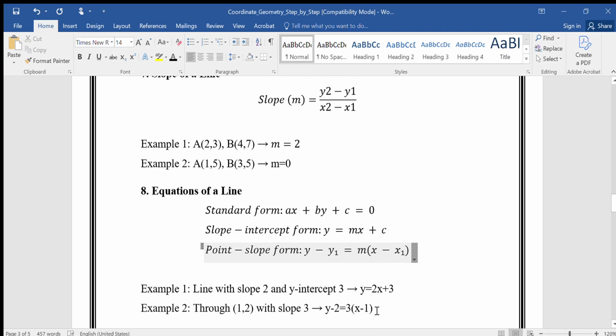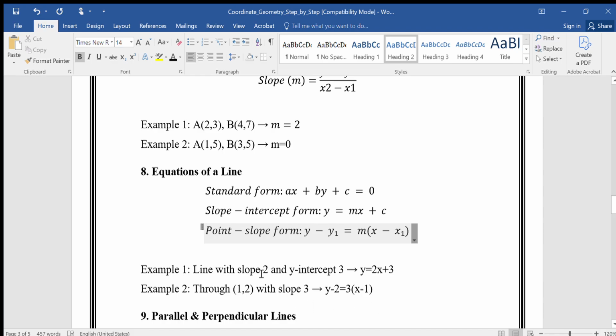Line with slope 2. Slope of a line is 2 and y-intercept is 3. Slope intercept form: y is equal to mx plus c. Slope m is equal to 2, y-intercept 3, which means y is equal to 2x plus 3.